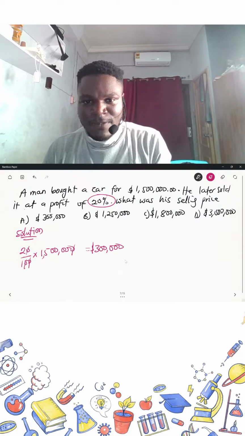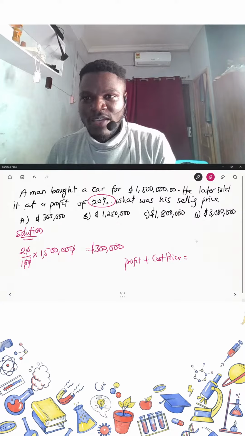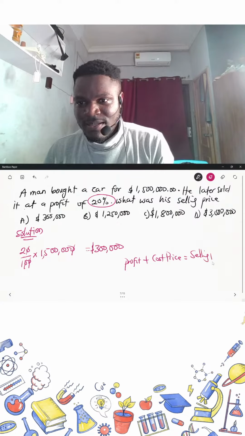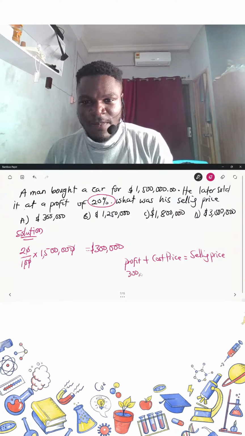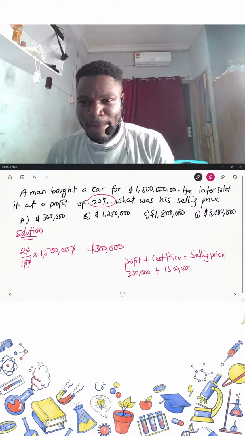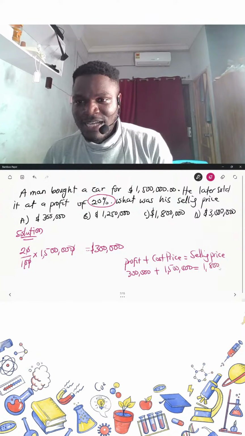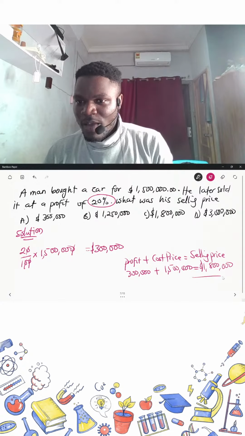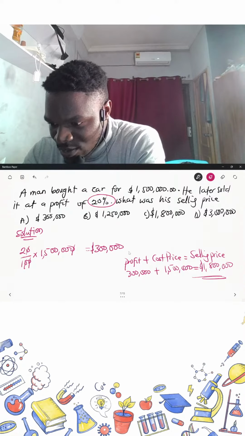So if we now add the 300,000, which is the profit, plus the cost price, it is going to give us what? The selling price. So this is the formula. The profit here is 300,000 plus the cost price, which is 1.5 million. And this will give us 1.8 million, or $1,800,000. So yes, Cheyenne is right. Olu is also right. So you both are correct.